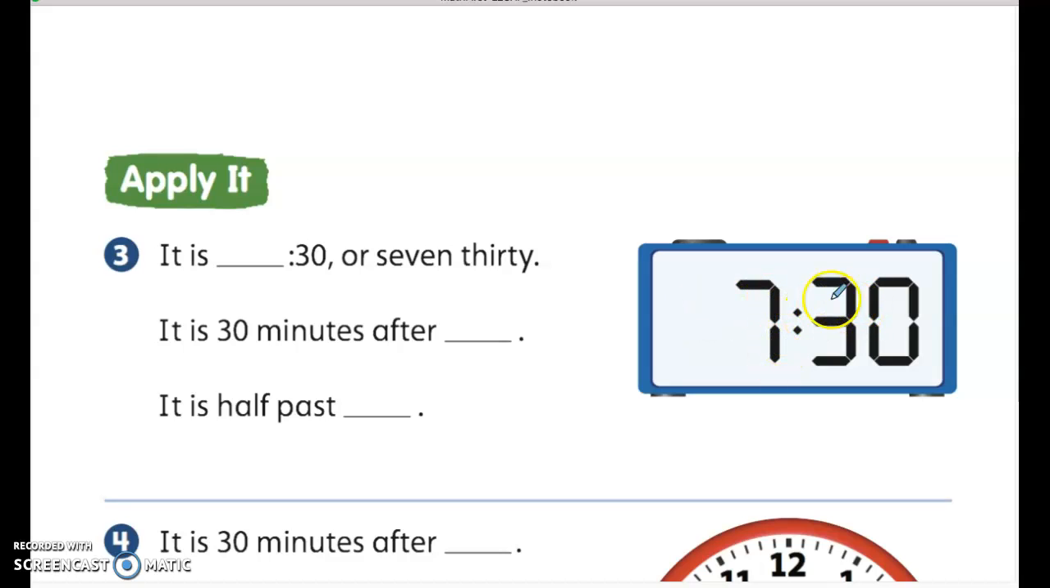So looking at this digital clock, we're going to write the 7 right here. It is 7:30 or seven thirty. Remember, you can write the number 7 or you can write the word seven. It is 30 minutes after what? So when it says it is 30 minutes after, you look at this number right here.